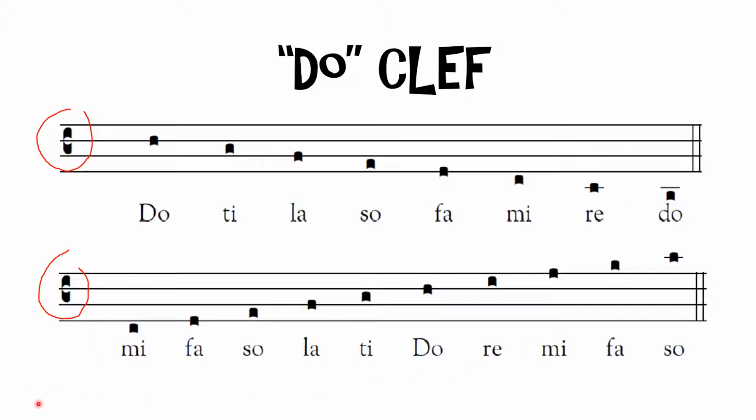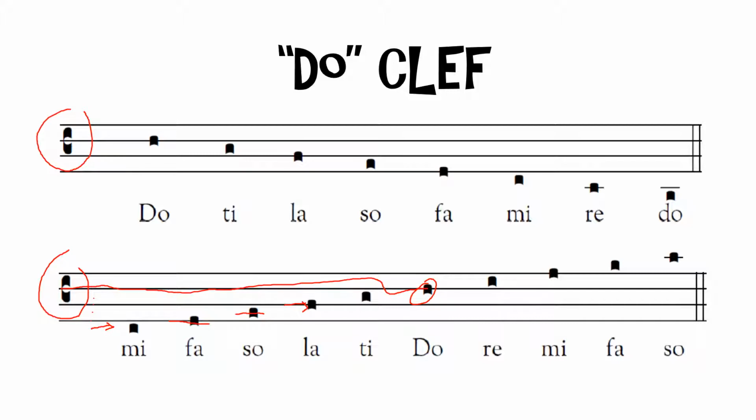Now if do is on this line, if I were to come downwards, do, ti, la, sol, fa, mi, all the notes that are in this space will be mi. All the notes in this space will be fa. All the notes on this space will be sol. All the notes on this line will be la, and so on and so forth.